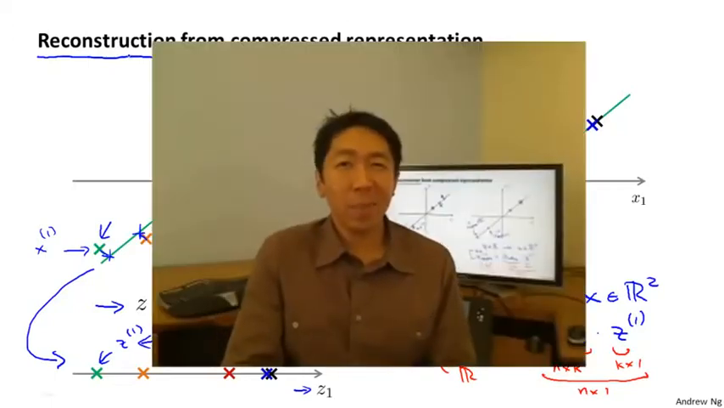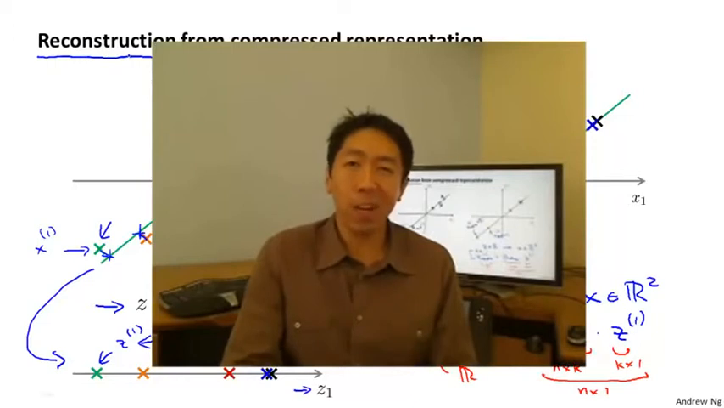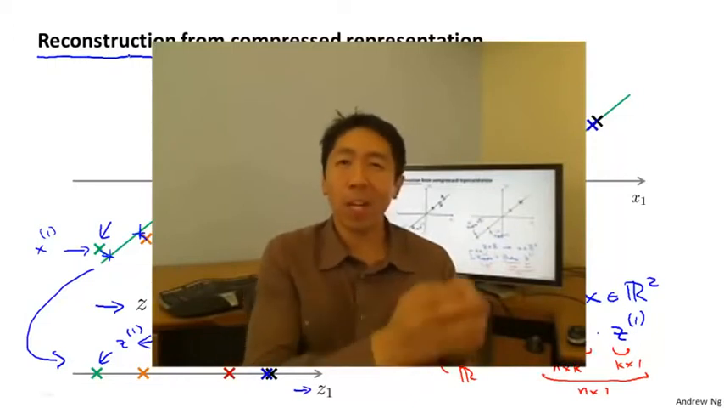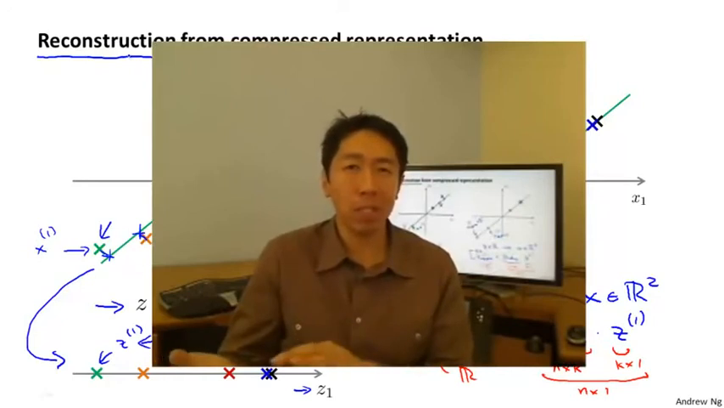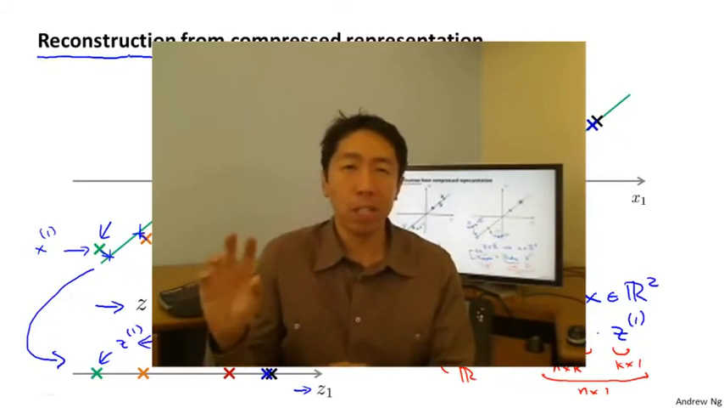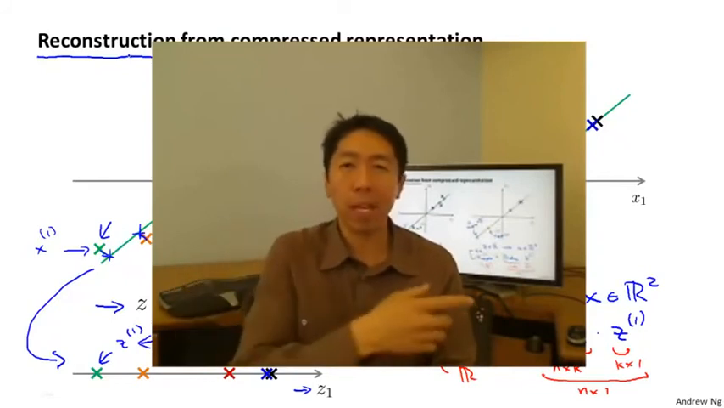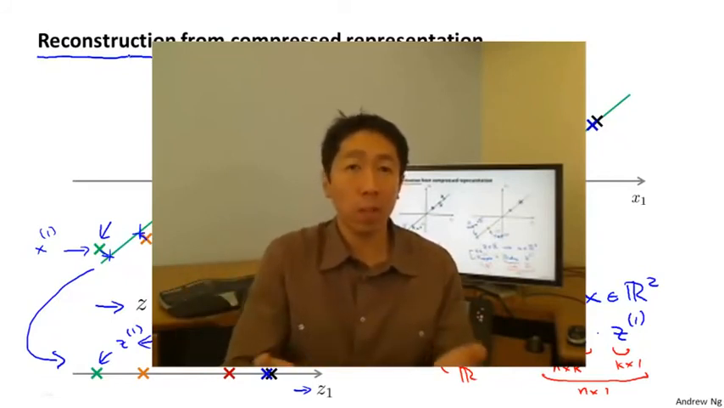So, given an unlabeled dataset, you now know how to apply PCA and take your high-dimensional features X and map it to this lower-dimensional representation Z. And from this video, hopefully you now also know how to take these lower representations Z and map them back up to an approximation of your original high-dimensional data.